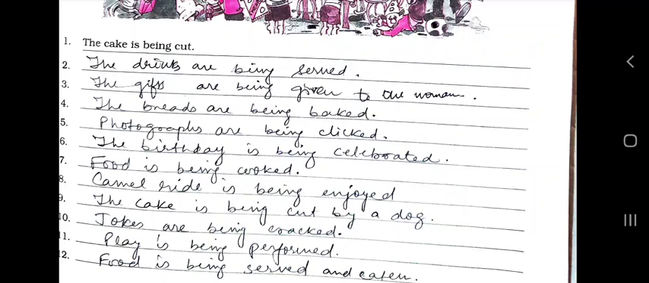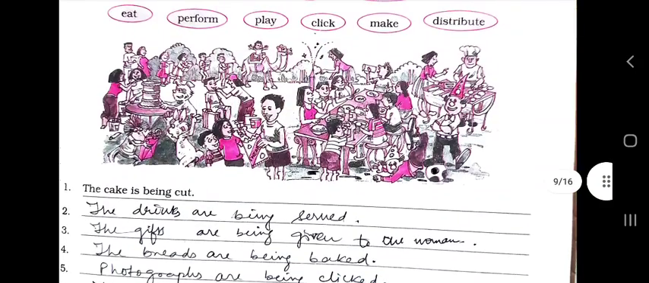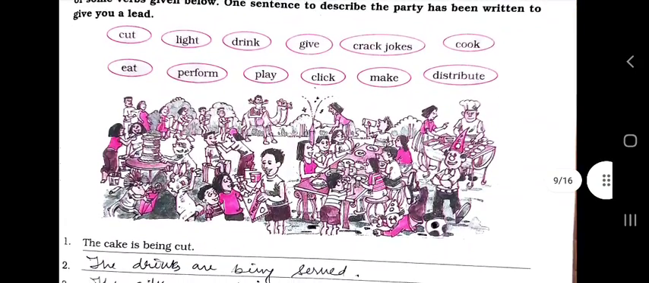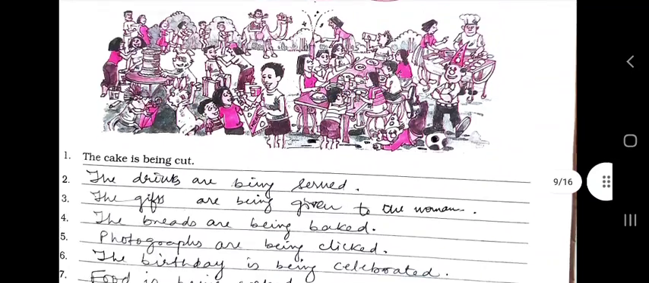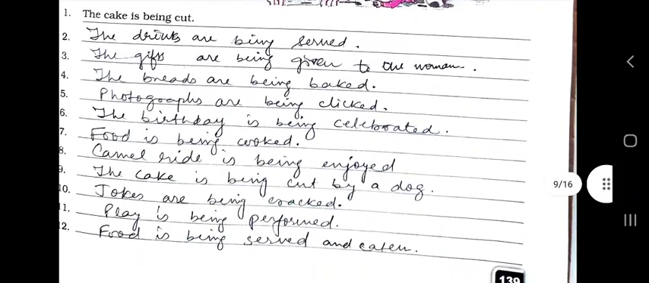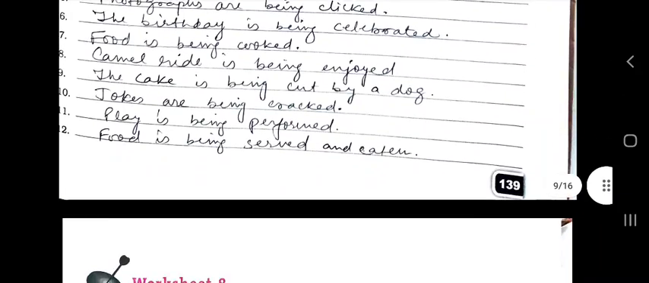So the gifts are being given to the woman. The breads are being baked. Photographs are being clicked. The birthday is being celebrated. Now you have to see this picture, see the verbs given and this picture, and then you have to form the sentence. You can form the sentence on your own.